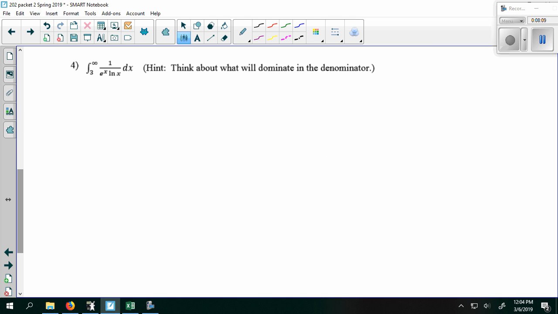Okay, the integral from 3 to infinity of 1 over e to the x ln x dx. I know the convergence behavior of 1 over e to the x, so that's going to be my comparison. I'm going to compare to the integral from 3 to infinity of 1 over e to the x dx. That is a piece of my integrand, and I know that it converges.